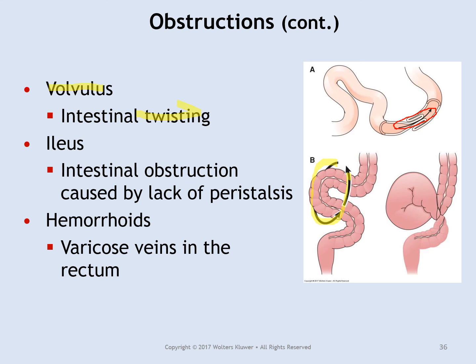I used to have a greyhound, a retired greyhound, and the deep-chested sighthounds are apparently particularly susceptible to a volvulus. Never had it, fortunately, in my case, but for the vet assistants out there, keep that in the back of your mind. And hemorrhoids are just varicose veins that are located in the rectum.